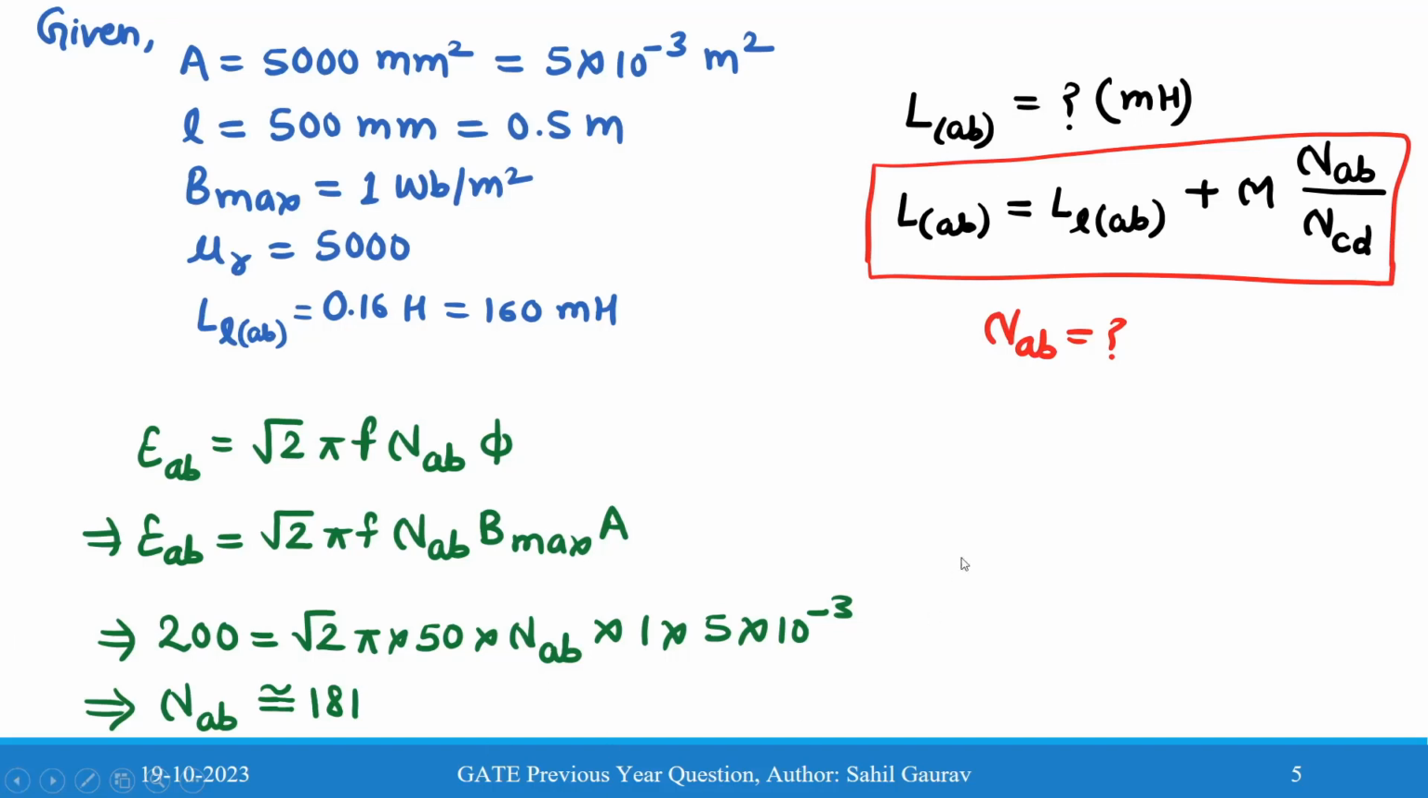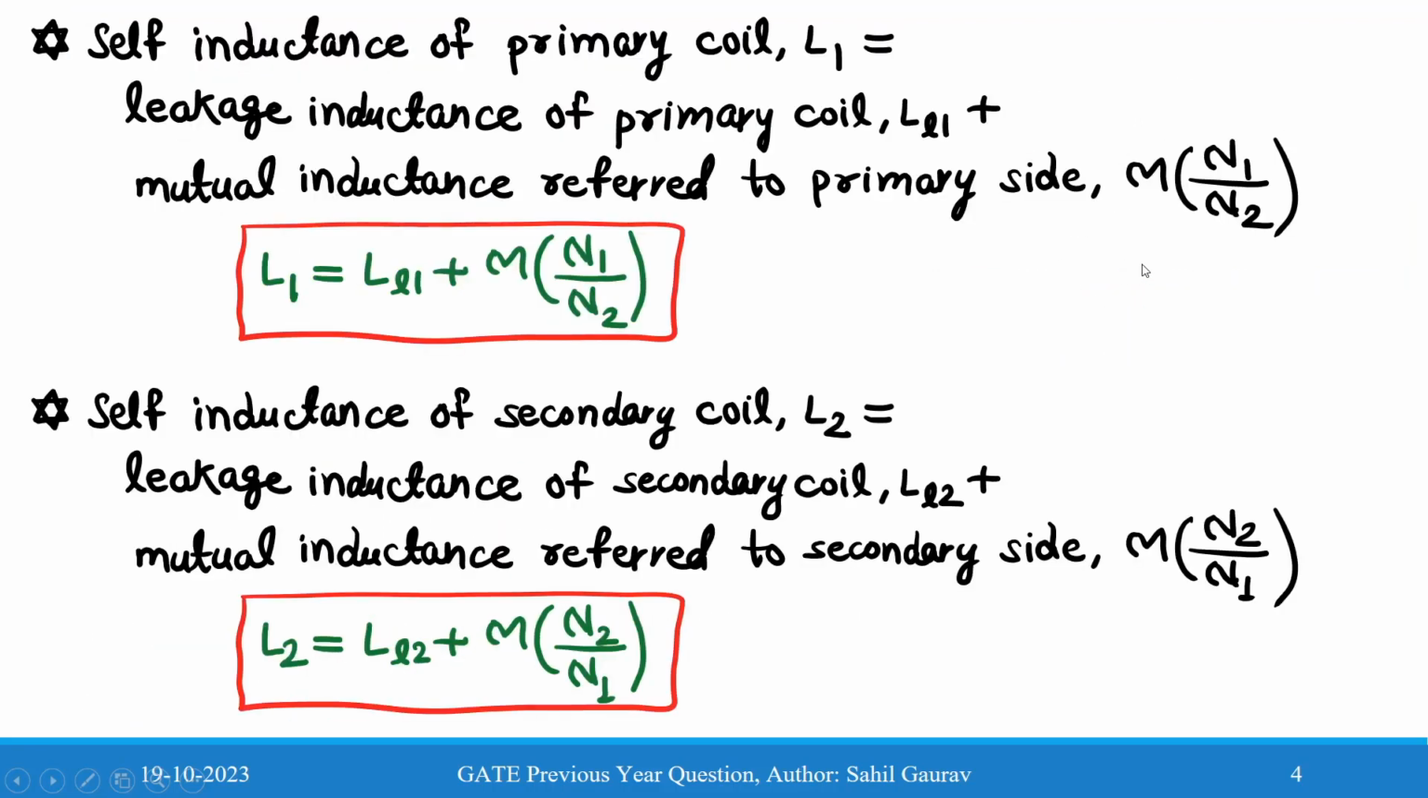So in this problem, we have to find the self-inductance of winding AB. This is the requirement we have to find, so based on this, we have to find LAB. In this question, we can see that the leakage inductance of winding AB is given. How is it given? You can see here.